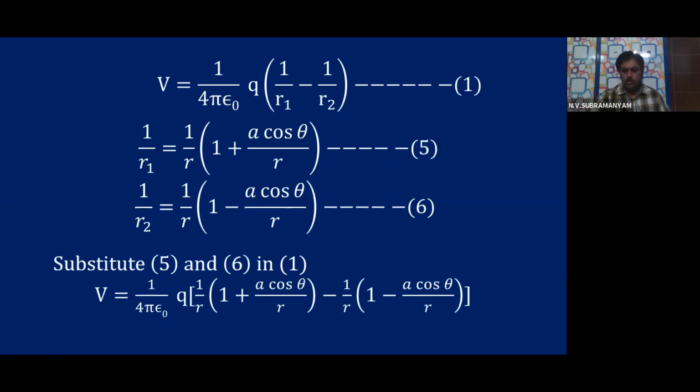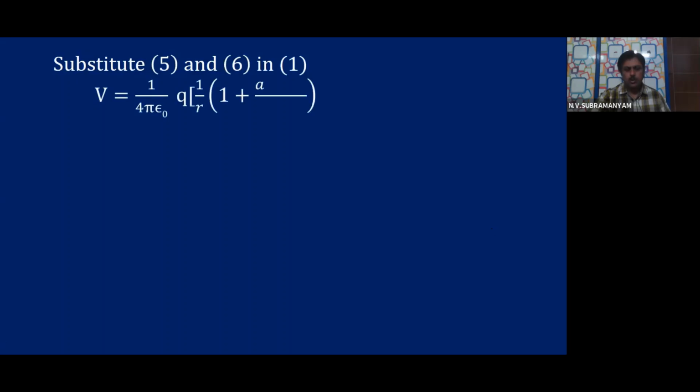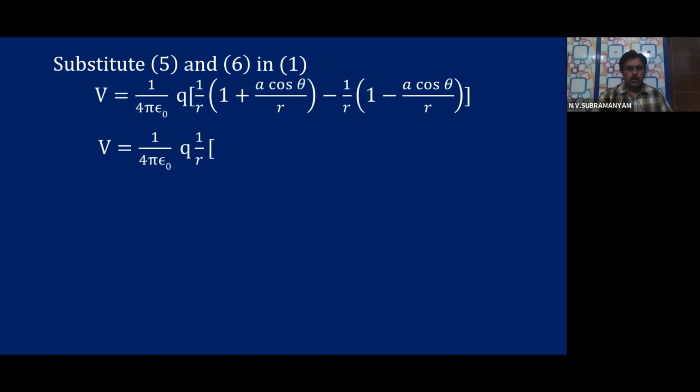What did I do, children? In the last step, I took the 1 by r1 value and substituted. I took the 1 by r2 value and substituted. Now shall we simplify this? Okay. Substituting 5 and 6 in 1, I am showing it again. Now 1 by 4 pi epsilon 0 q into 1 by r into 1 plus a cos theta by r, minus 1 minus a cos theta by r.